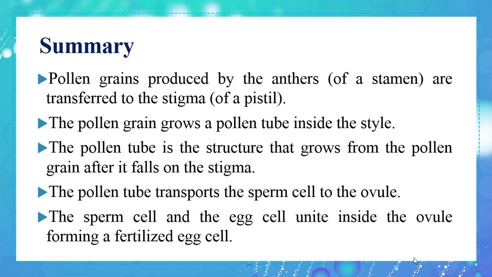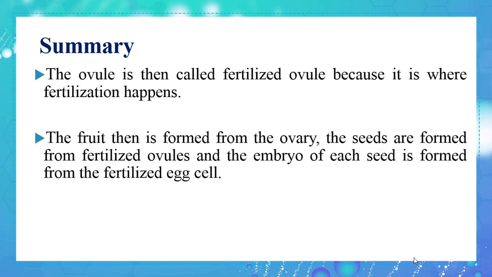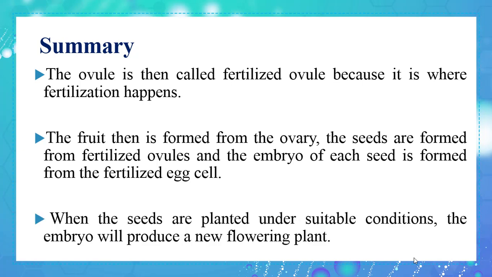The sperm cell and the egg cell unite inside the ovule, forming a fertilized egg cell. The ovule is then called fertilized ovule because it's where fertilization happens. The fruit then is formed from the ovary. The seeds are formed from fertilized ovules, and the embryo of each seed is formed from the fertilized egg cell. When the seeds are planted under suitable conditions, the embryo will produce a new flowering plant.